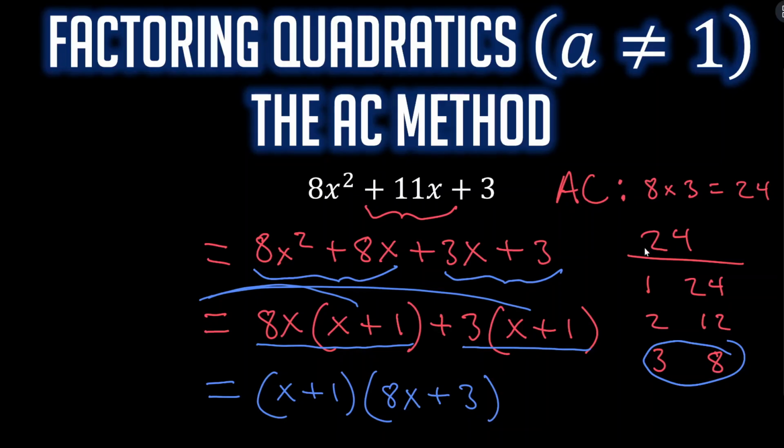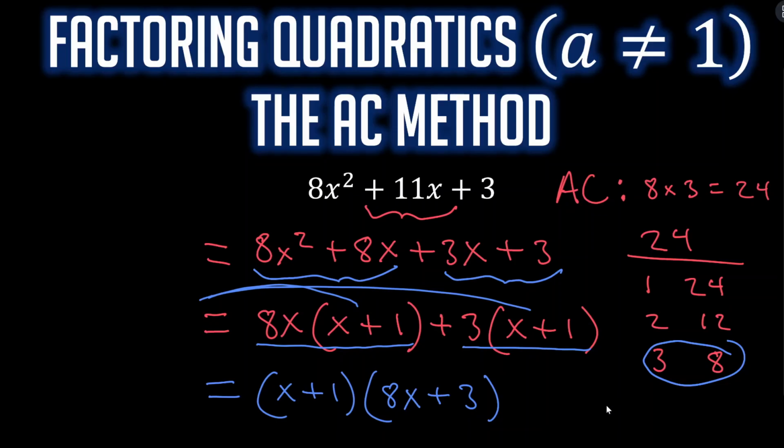So if we can multiply a by c, find two numbers that multiply together to give us ac but add together to give us b, and then expand out the quadratic and use factor by grouping, that's essentially the process. That's what we're going to do each time.